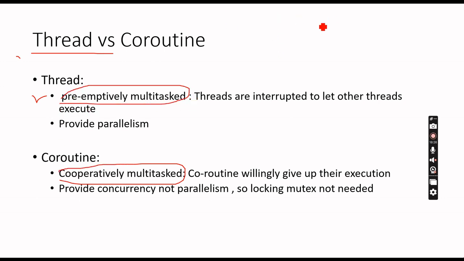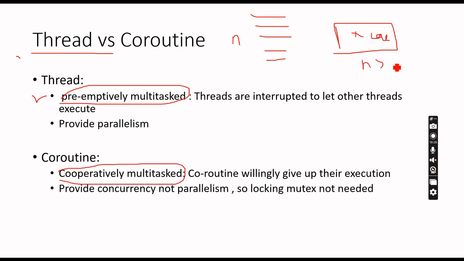Let's say we have n threads being executed at the same time, and we have an x-core machine where n is greater than x. So let's assume n is 100 and we have a 10-core machine, so x is 10. At a particular point of time only 10 threads would get executed, one on each of the 10 cores.